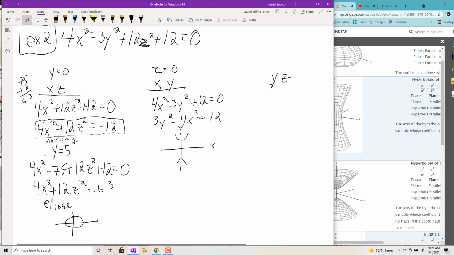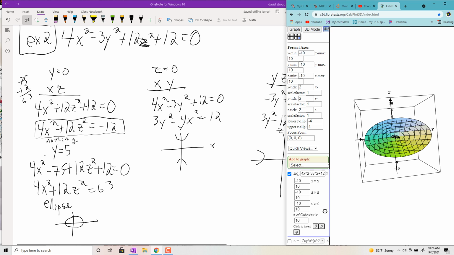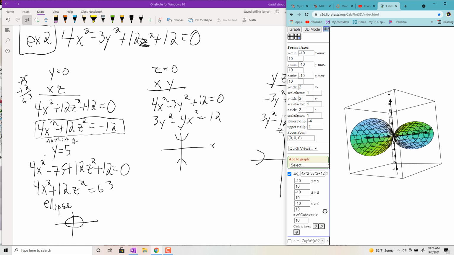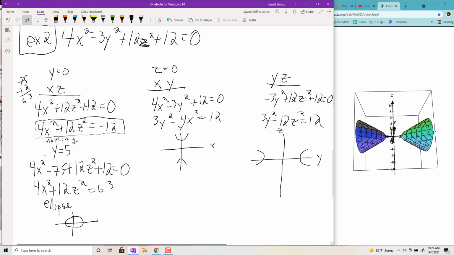The YZ plane. If you let x be 0, you get negative 3y squared plus 12z squared plus 12 is 0. And so you get 3y squared minus 12z squared equals 12. Again, that's a hyperbola, this time with the branches on the y-axis. If you look at the picture head on, you get that ellipse. That's the xz plane. You can see xz on the right of the picture. If you look at the yz plane, you can see y and z, you'll have a hyperbola on the y branch. That's this picture here.